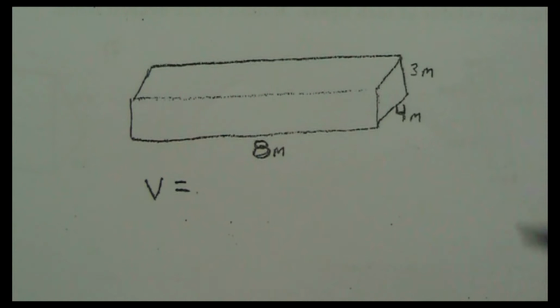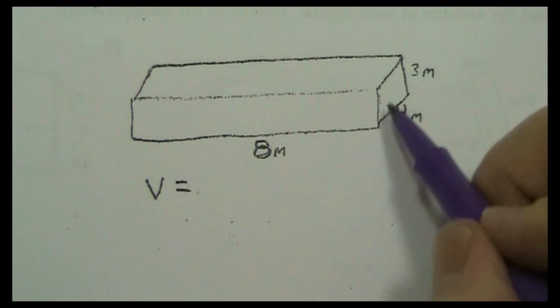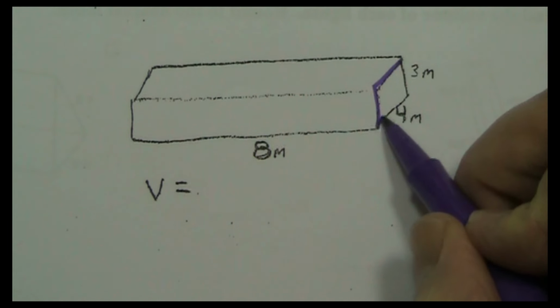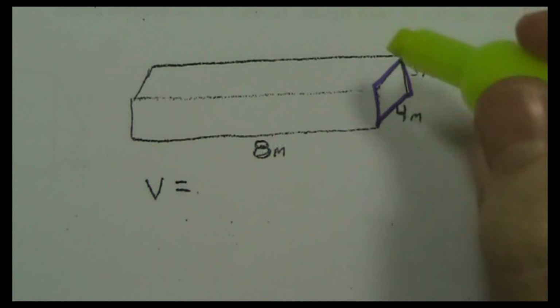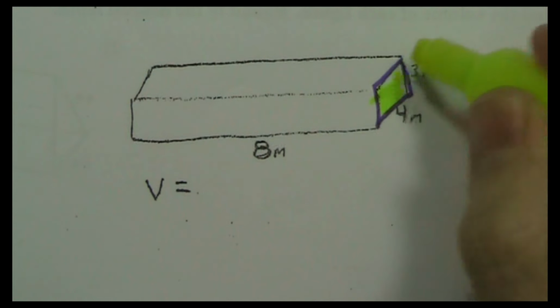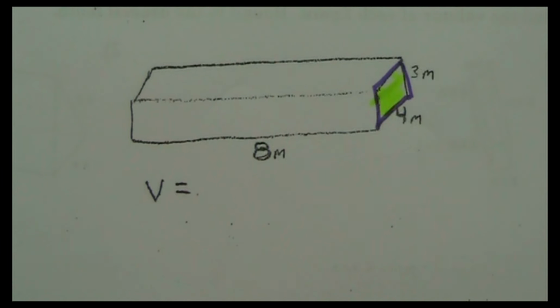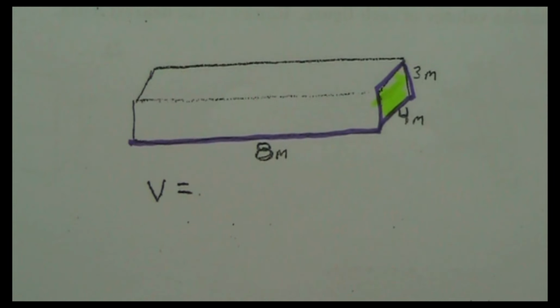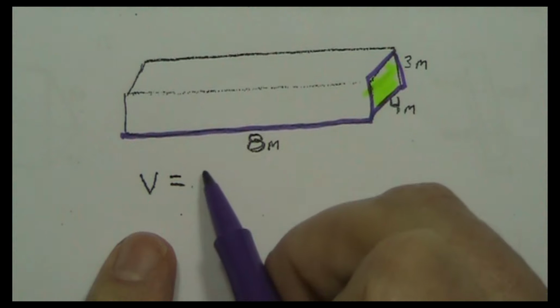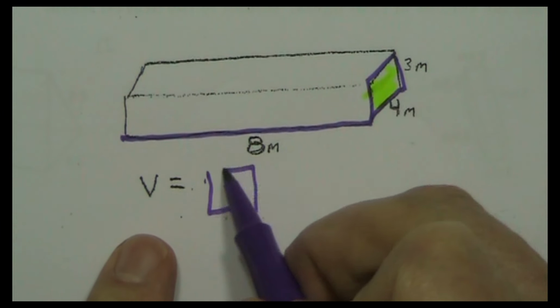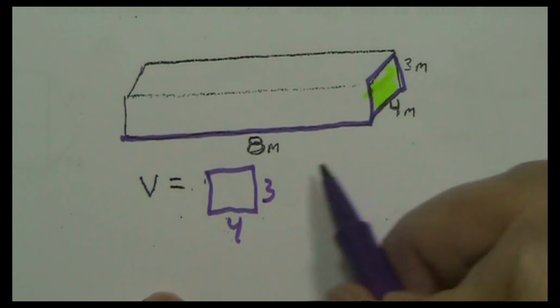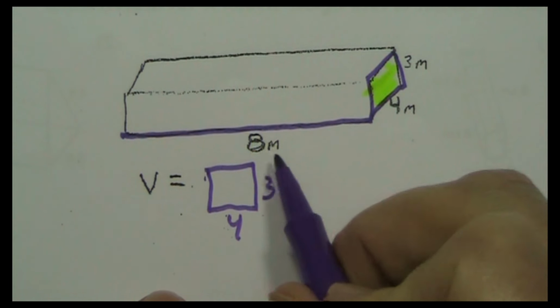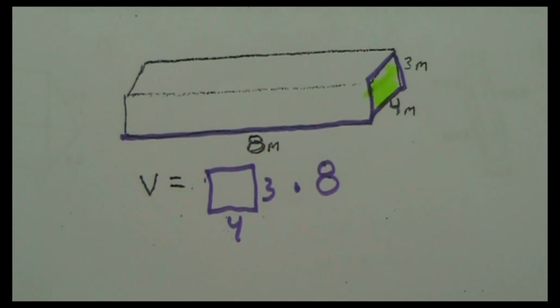Okay, so we have a rectangle, and it doesn't matter which end you choose. I'm going to use this one right here, this end right here. All right, we'll call this the shape. And then multiplied by how long it is. That's how long it is. So we have our shape, and it's 4 by 3 times how long it is. It's 8 meters long.